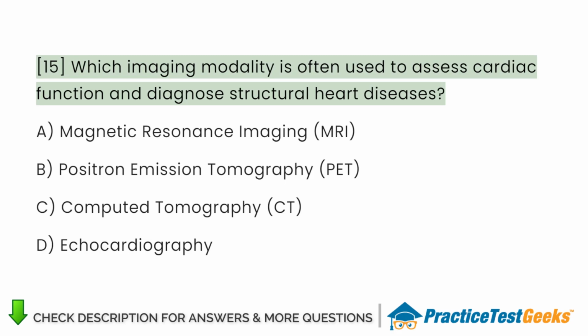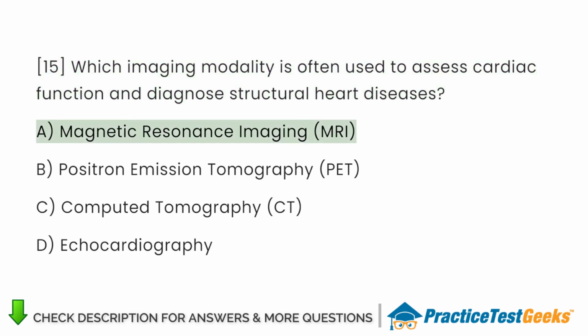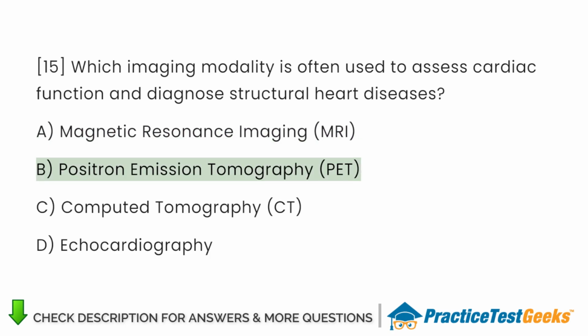Which imaging modality is often used to assess cardiac function and diagnose structural heart diseases? A. Magnetic resonance imaging, MRI. B. Positron emission tomography, PET. C. Computed tomography, CT. D. Echocardiography.